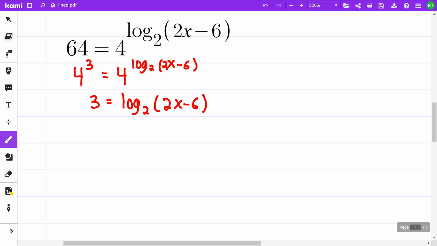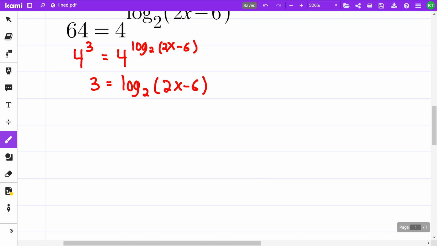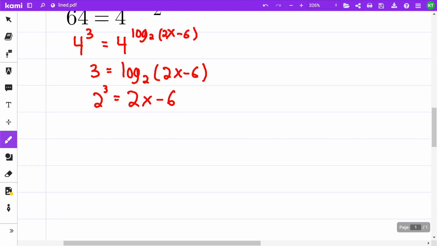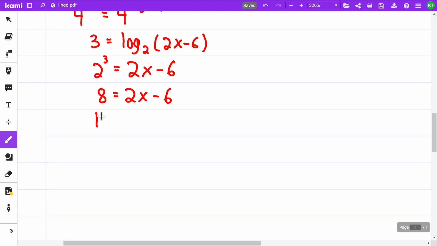And to solve this type of log equation, I am going to go ahead and convert this to exponential. So I will have 2 to the power of 3 is equal to 2x minus 6. 2 to the power of 3 is 8, so 8 equals 2x minus 6. Add 6 to both sides, I get 14 equals 2x. Divide both sides by 2, and I get 7 is equal to x.